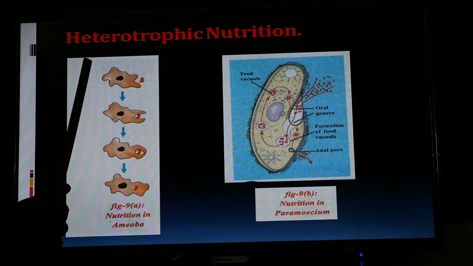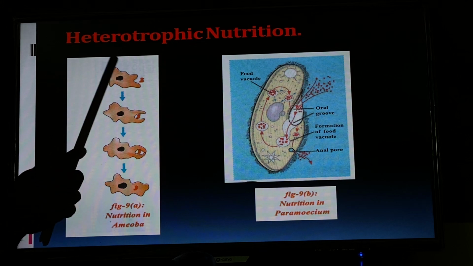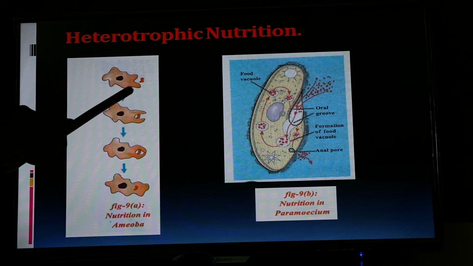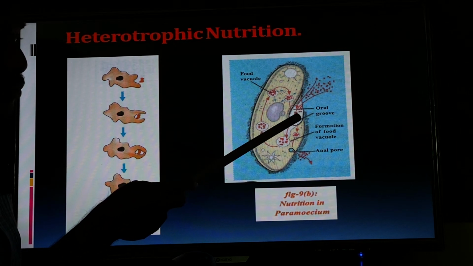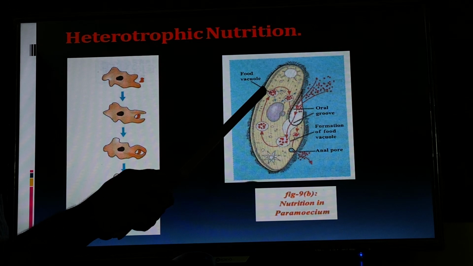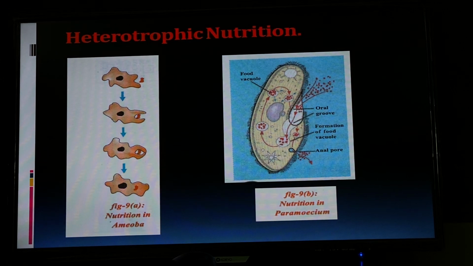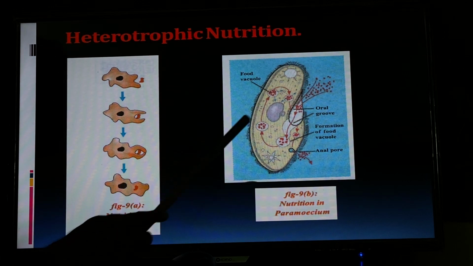What is the major difference between amoeba and paramecium? Amoeba does not have a particular place, very important point. Amoeba does not have a particular place for entry of food. Food enters the amoeba through their body surface. Whereas in paramecium we can find a special place for entry of food that is known as the oral groove. Keep it in mind. Oral groove. A particular place is there for entry of food inside the paramecium.